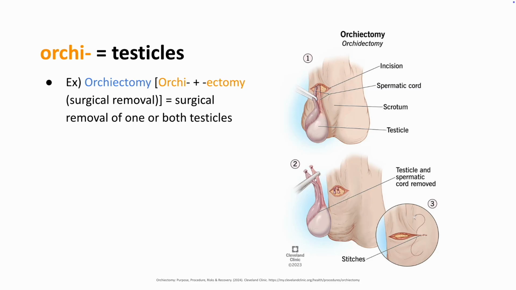And orchi is a prefix that means testicles. So I should have brought a different example, but one example is orchiectomy, where you remove the whole testicle. So orchi plus ectomy, surgical removal. So surgical removal of one or both testicles. You make an incision into your scrotum and actually take out the testicle and cut the tube out, so you can remove the whole testicle like that.